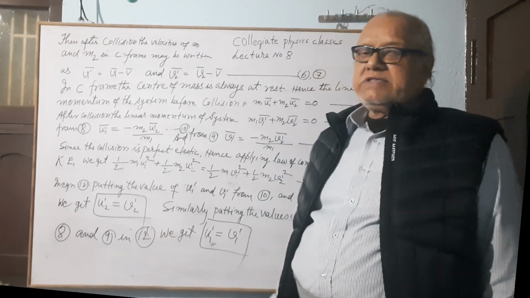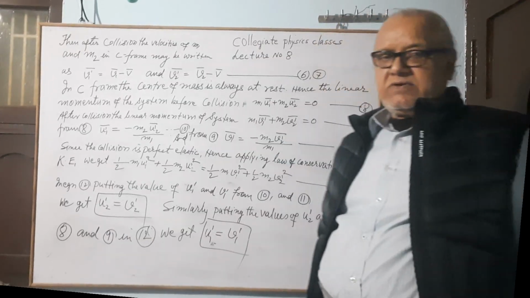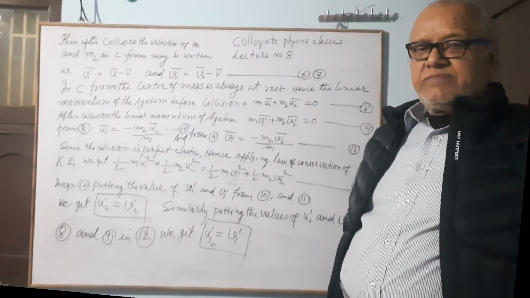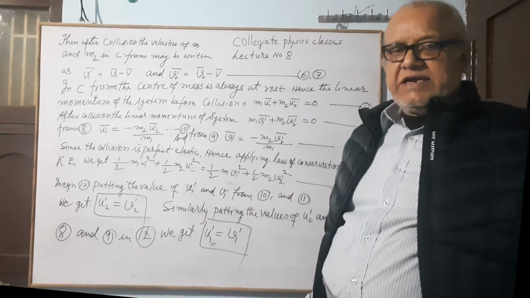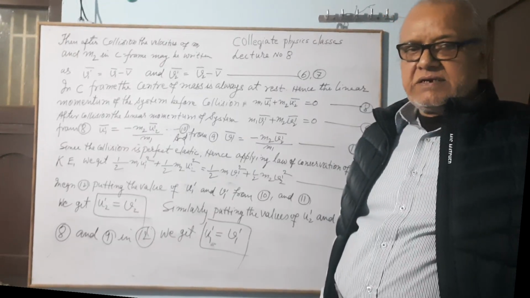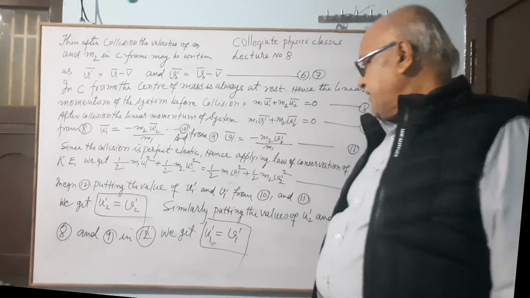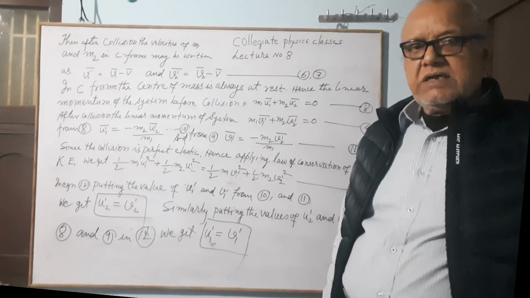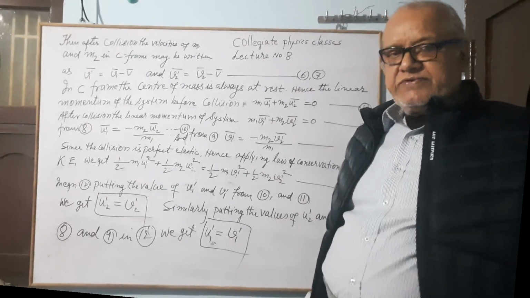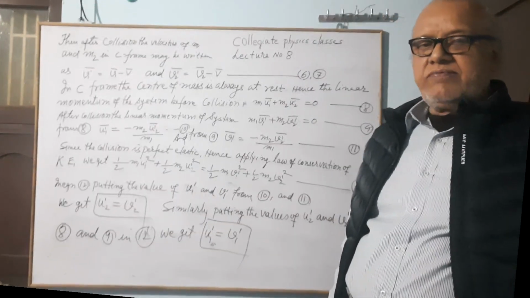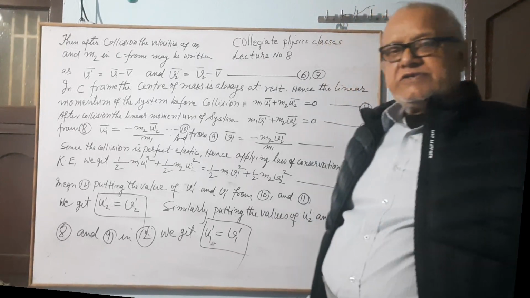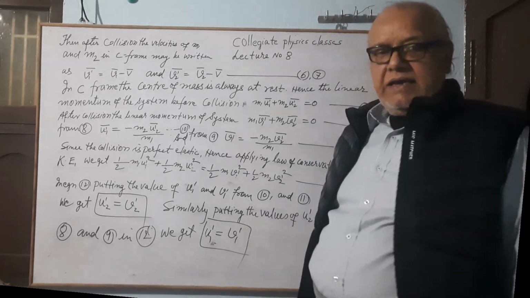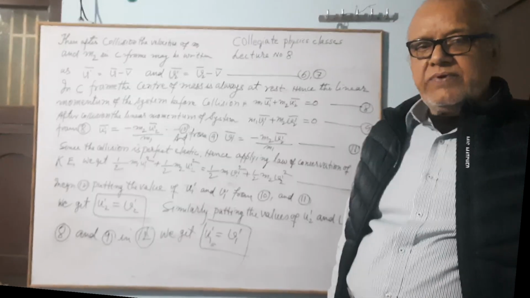So we conclude that in perfect elastic collision in C frame of reference, the velocity of first particle will not change after collision. Similarly, the velocity of second particle will not change after collision. The change which can take place is the change in direction of velocity. And this is all about the study of collision in a plane in C frame of reference.